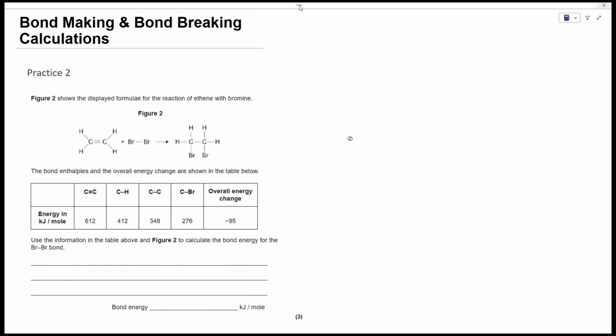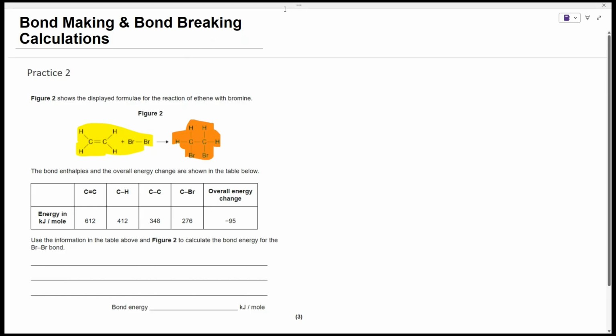Right, we're going to go through this one and we'll talk through how we would approach this. So first and foremost, I'm going to highlight, as always, the reactants in yellow, and then I'm going to take a highlighter and highlight the products, in this case in orange. So we're going to just do exactly the same as what we've done before. We've got our bond breaking, which we're going to do down at the bottom.